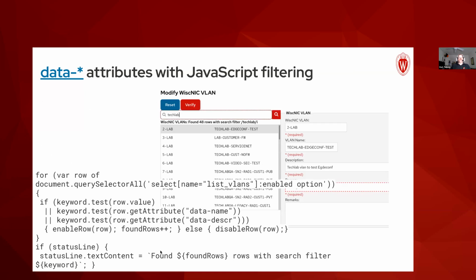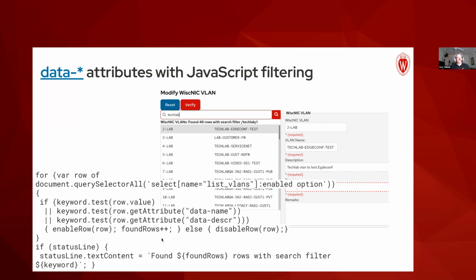Slide. Data attributes with JavaScript filtering. But there's one of the other things that this also allows, which is doing filtering in the page. So instead of having to do some sort of AJAX thing back to the server to do sorting and filtering, all of the information that you might want to filter on is available on that option element. So here's an example of just doing a keyword search using a regular expression and checking against the option value, but also a couple of the different data attributes on that option.